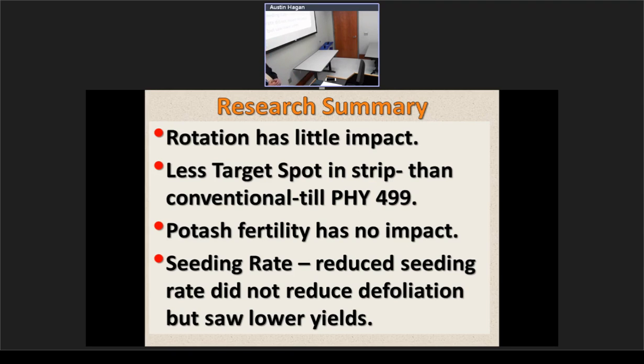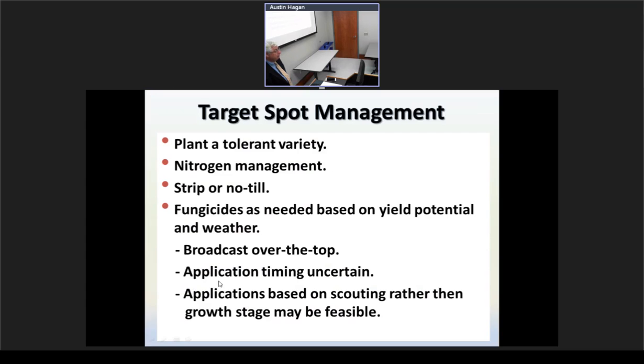And one other study we tried was looking at reducing the seeding rate to maybe open the canopy up, get a little more air circulation within the canopy as a means of suppressing target spot. The study was done at Gulf Coast Substation, and it didn't matter what the seeding rate was. We had the same levels of defoliation. The only thing that came out of it was, as we reduced the rate, our yields actually went down. So if anything, reducing the seeding rate had a detrimental effect rather than a positive benefit.